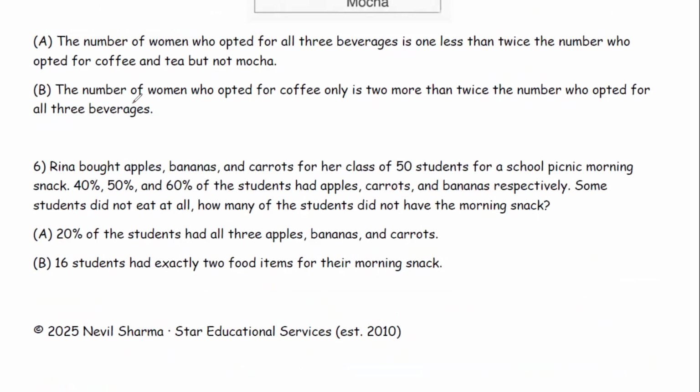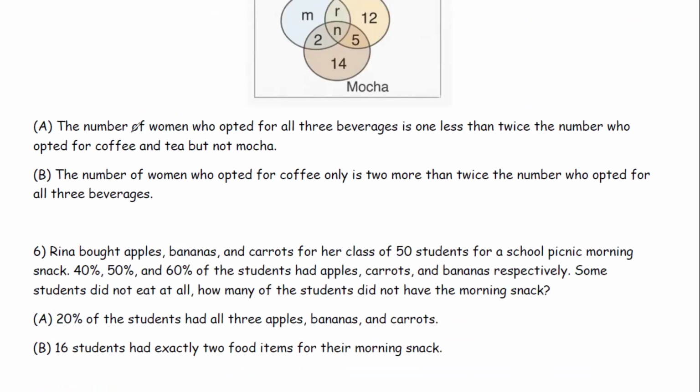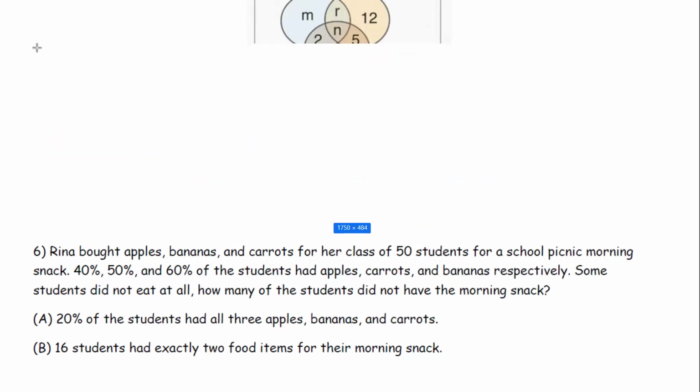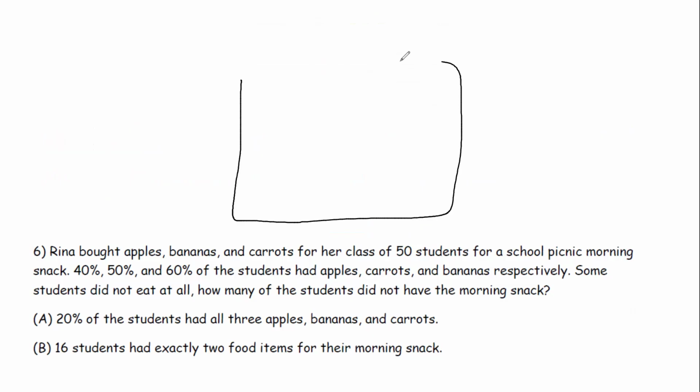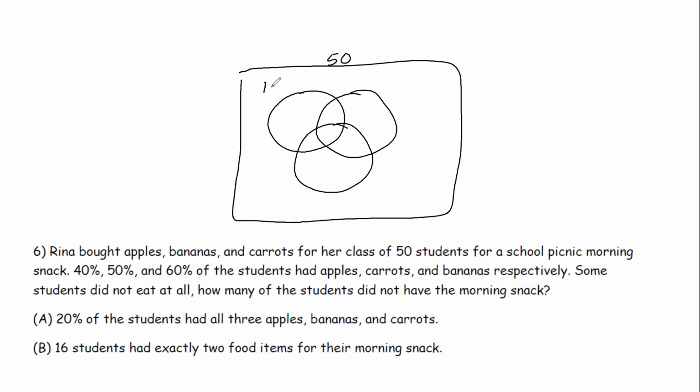6. Reena bought apples, bananas, and carrots for a class of 50 students for a school picnic morning snack. 40%, 50%, 60% of the students had apples, carrots, and bananas. So see, apples, bananas, carrots, and then apples, carrots, and bananas.